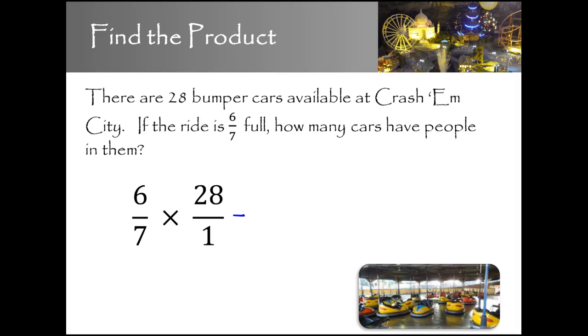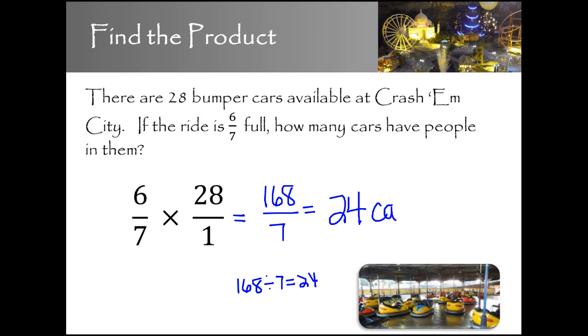6 times 28 equals 168, and 7 times 1 equals 7. Next, we have to figure out how many groups of 7 there are in 168, and we do this by dividing. And this gives me an answer of 24. That means that 24 of the 28 cars at Crasham City have people in them.